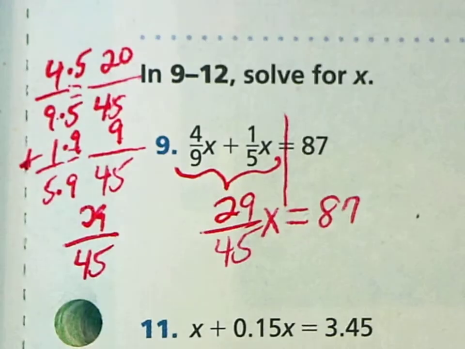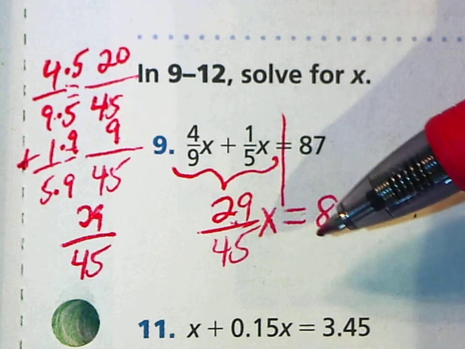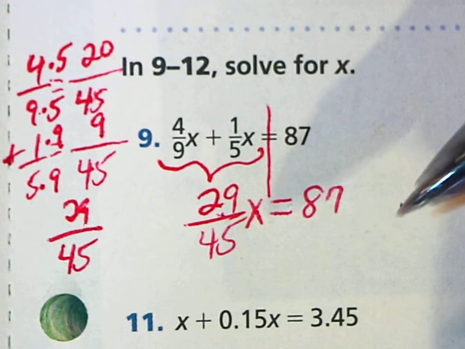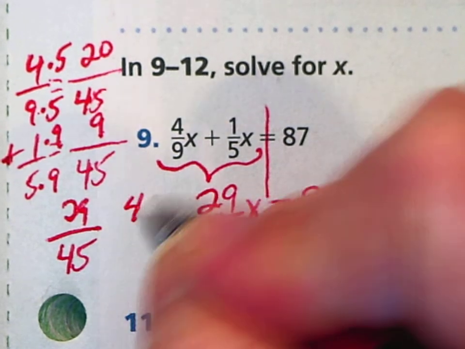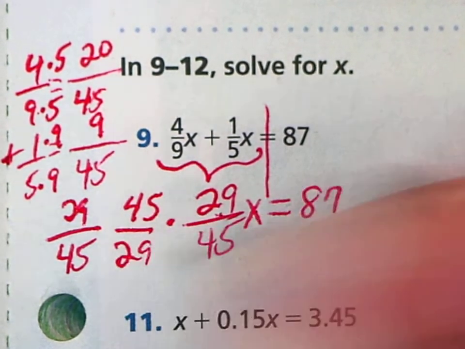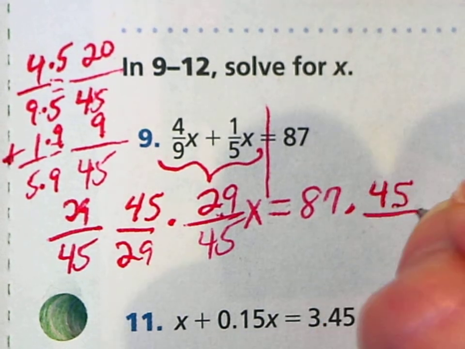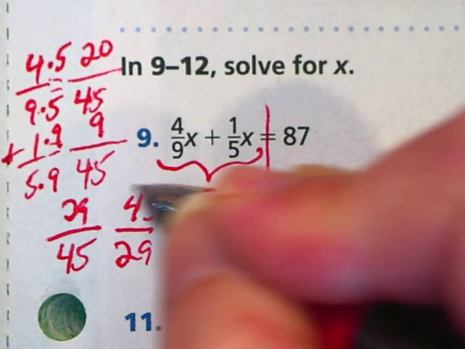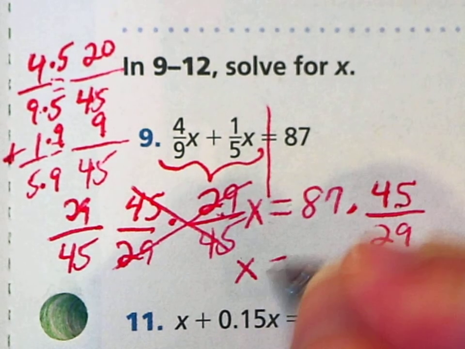So now, remember, I'm going to take that shortcut. Instead of multiplying by this fraction, I'm going to divide by this fraction. Remember, when you divide by fractions, you flip the fraction and multiply. So whatever I do to one side, I have to do to the other. So I'm going to multiply by the flip of that fraction. So 45 divided by 45 is 1. 29 divided by 29 is 1. So I have 1x left.